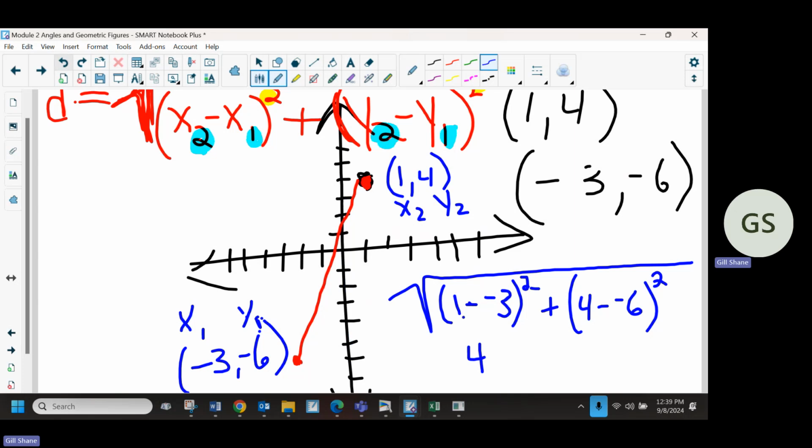So 4, and then again, square. Do not forget the square. Plus, if you do it in your calculator correctly, you get +10, and then squared.